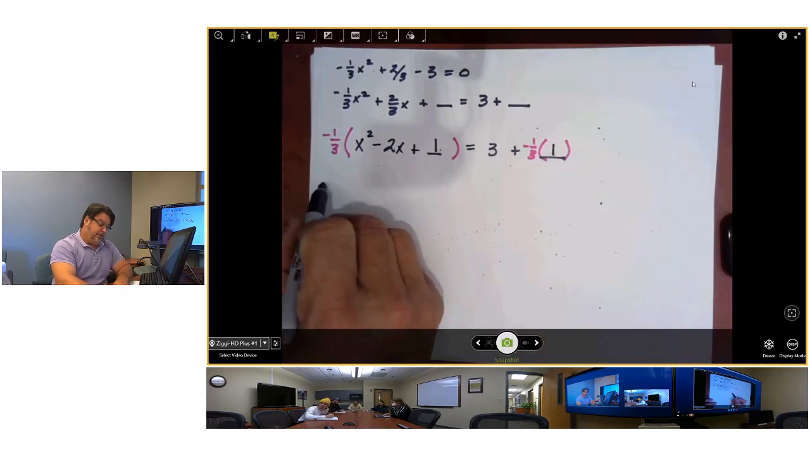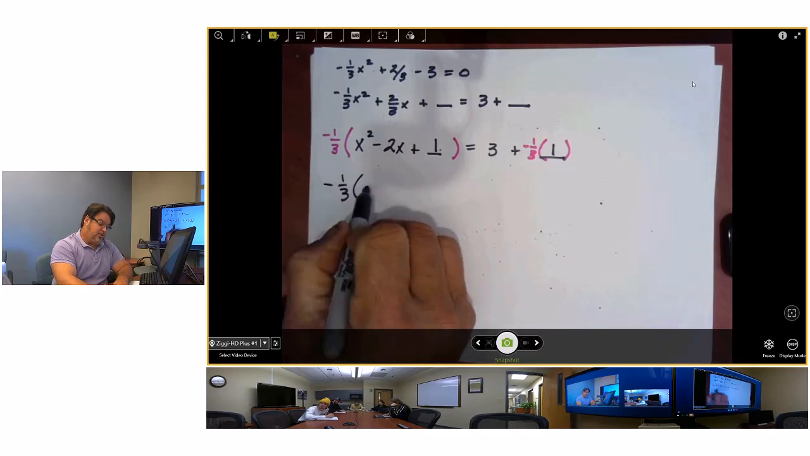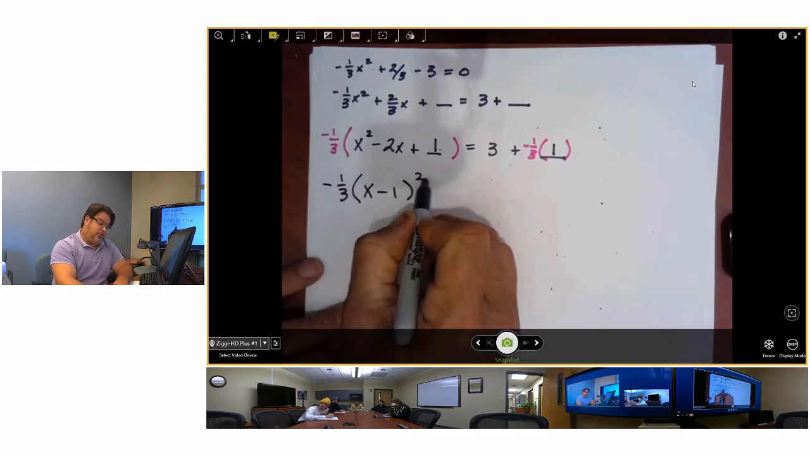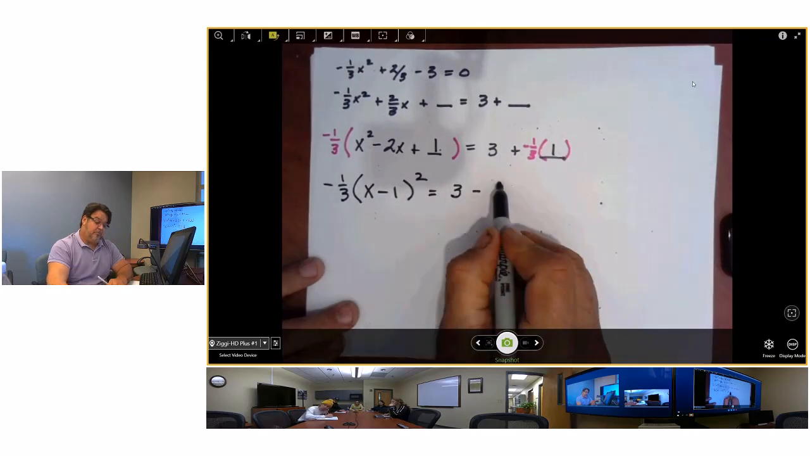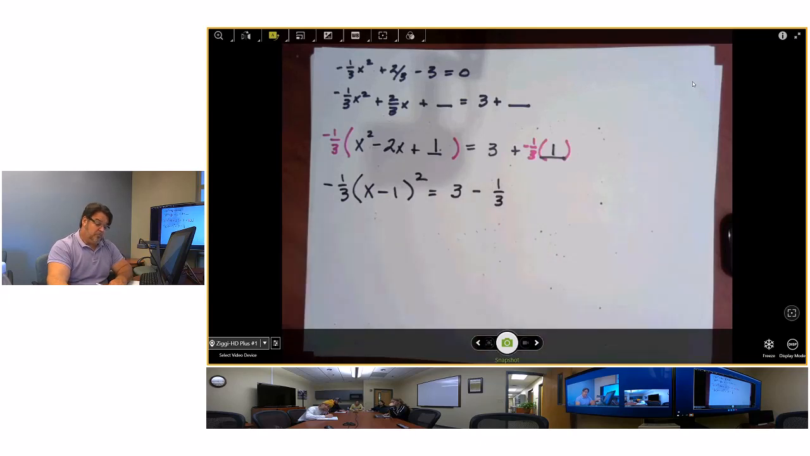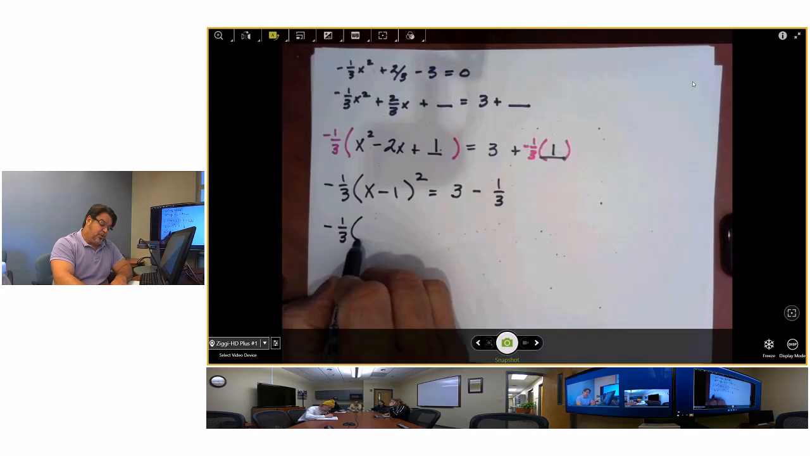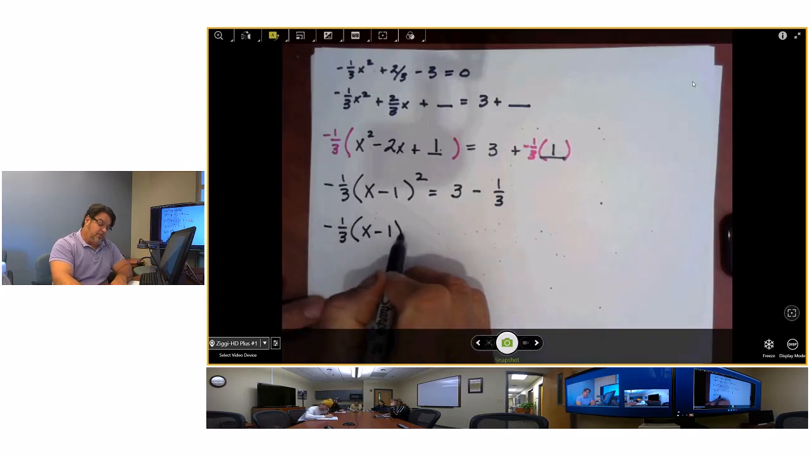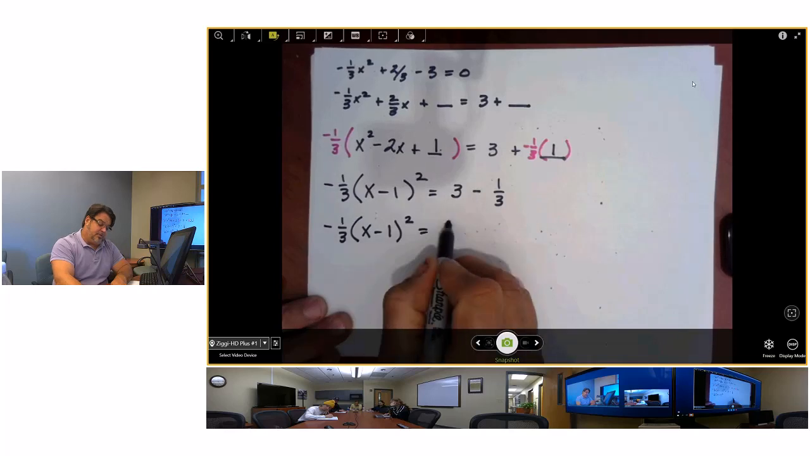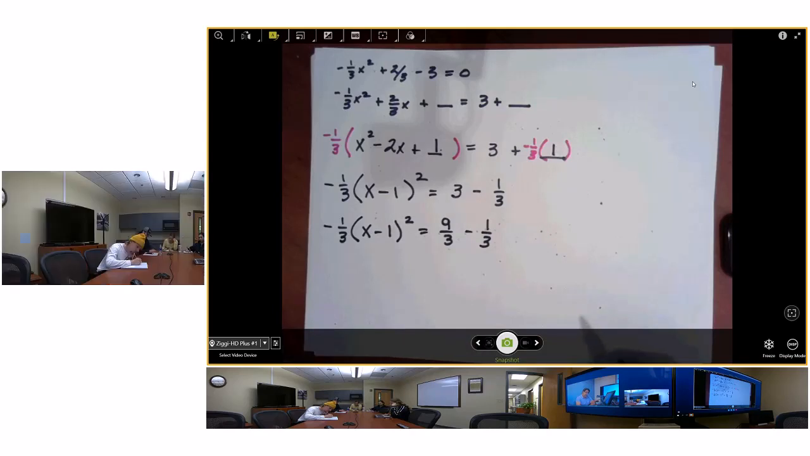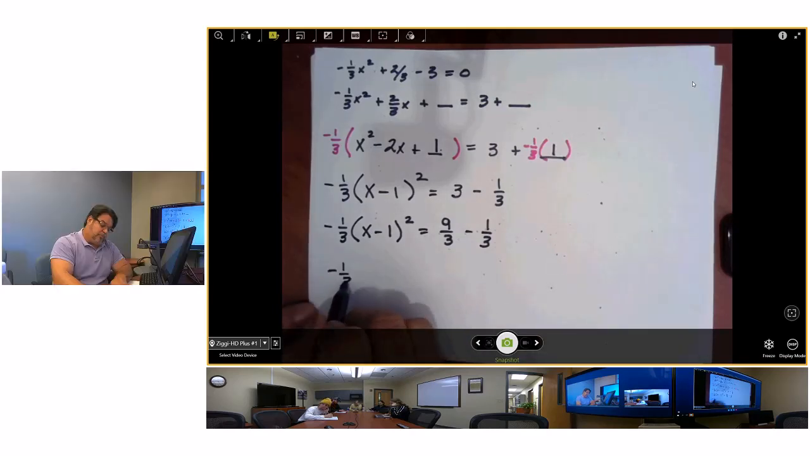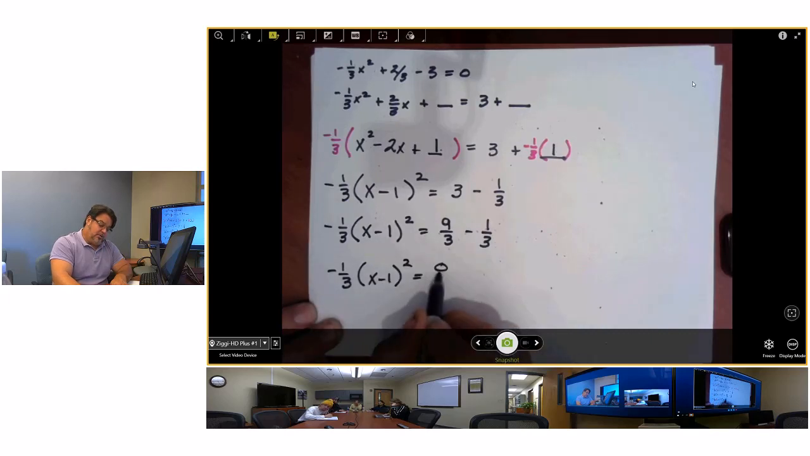So negative 1/3 times x minus 1 quantity squared is equal to 3 minus 1/3. Negative 1/3 x minus 1 quantity squared is equal to 9/3 minus 1/3. Negative 1/3 times x minus 1 quantity squared is equal to 8/3.